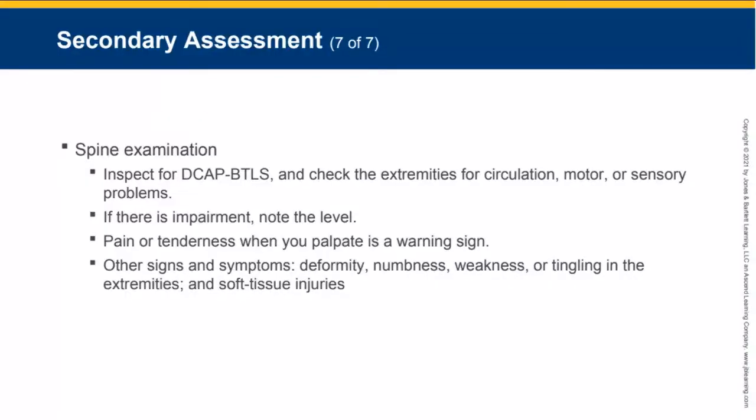Spine examination, inspect for DCAP BTLS IC and check the extremities for circulation, motor, and sensory problems. If there is impairment, note the level. Pain or tenderness when you palpate is a warning sign. Other signs and symptoms include deformity, numbness, weakness, or tingling in the extremities, and soft tissue injuries.